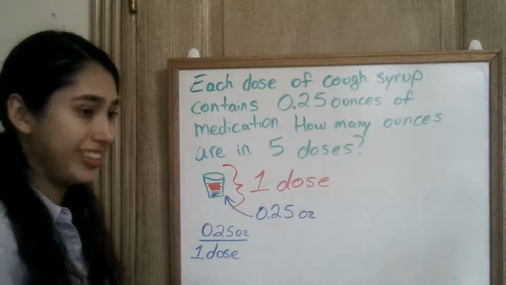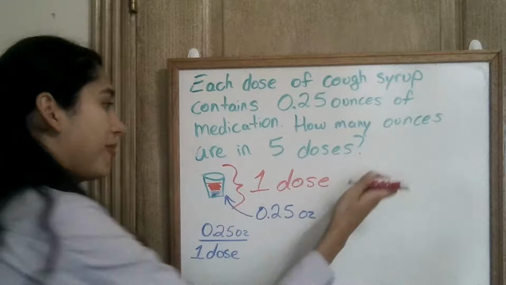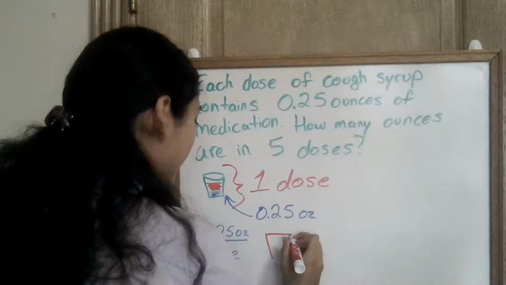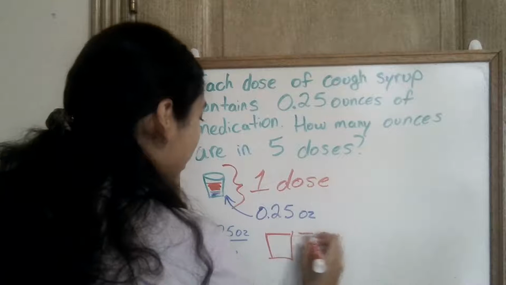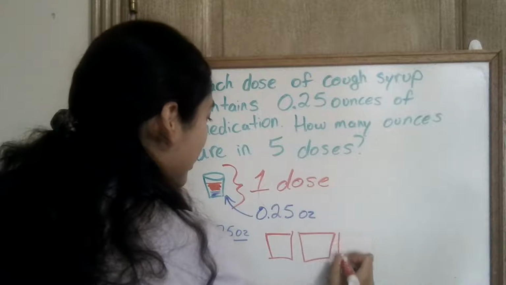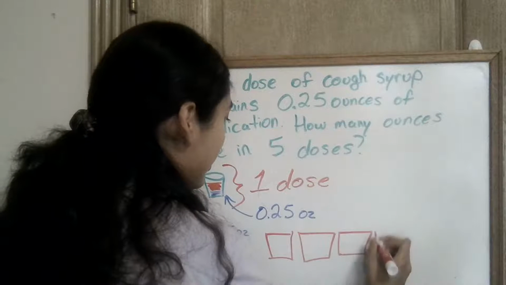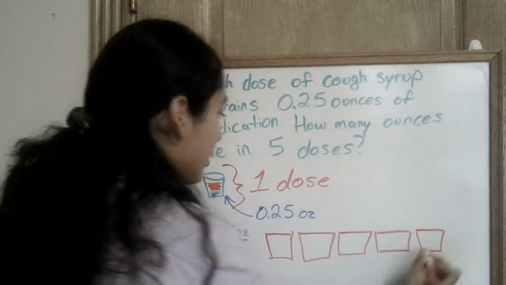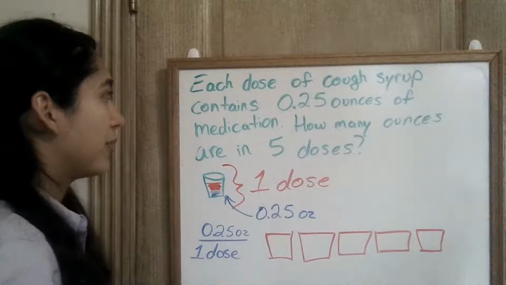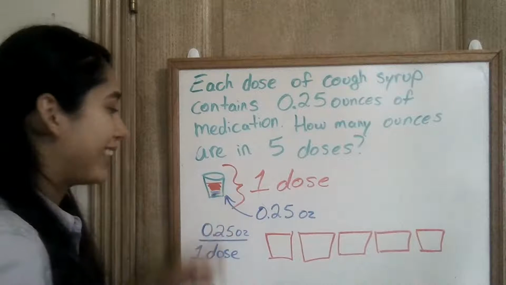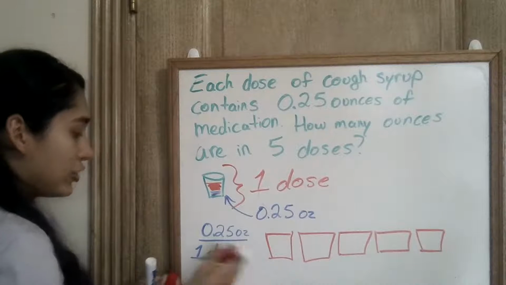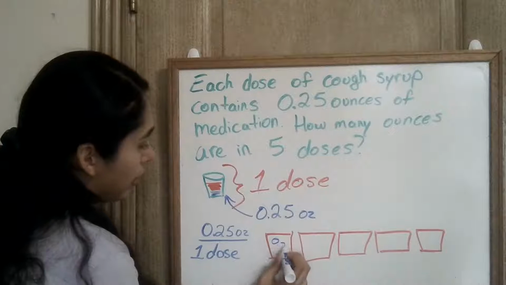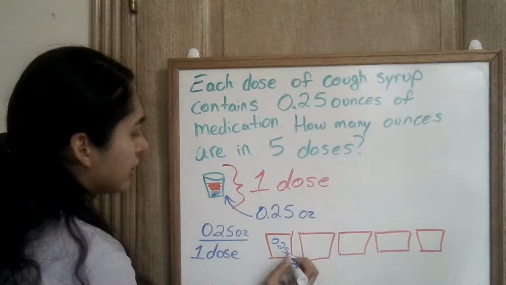One way that you can cheat is by, so these are my little cough syrup containers, and I know that each one has 0.25 ounces. And this is always just such a great way to see it conceptually.